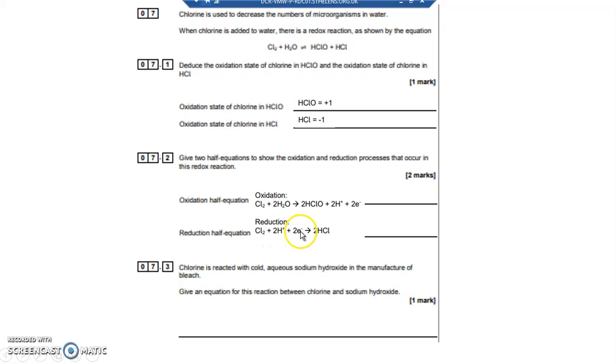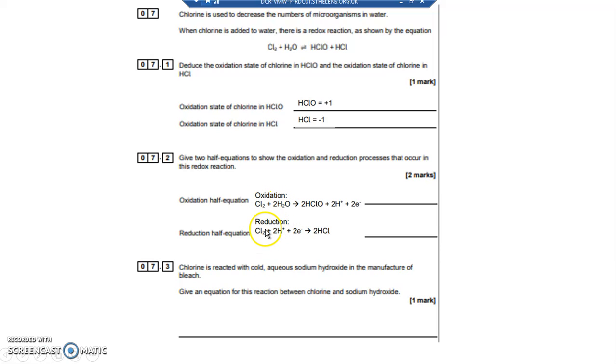So now what can I do here? 2 Cl2, 2 HCl, 2 H pluses, 2 pluses, 2 minuses. I need 2 electrons on the left hand side to balance out those 2 pluses. So that's my oxidation and that's my reduction. If I was to ask for an overall equation, I'd add everything on the left.